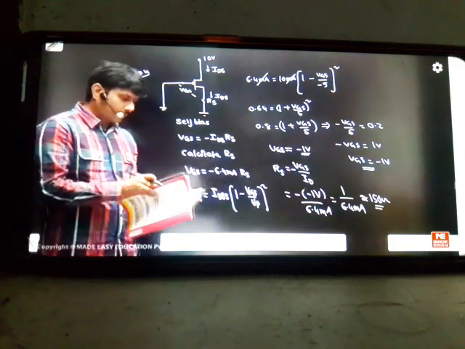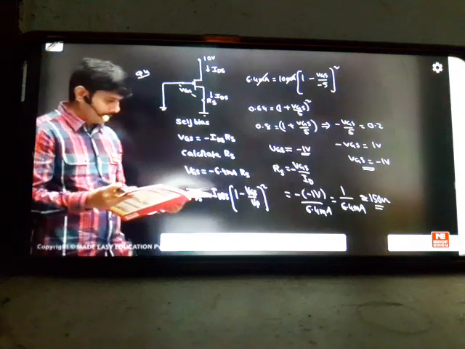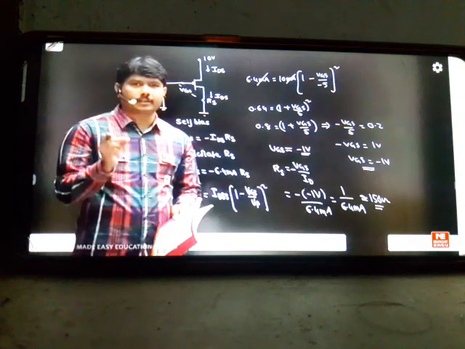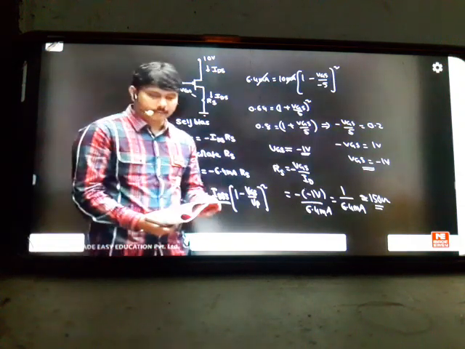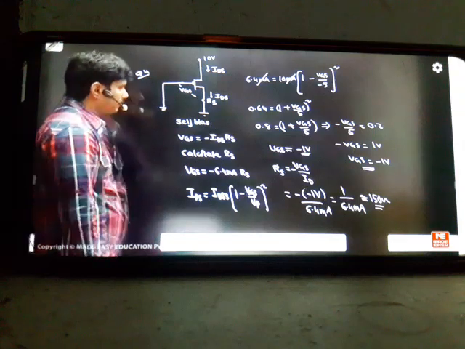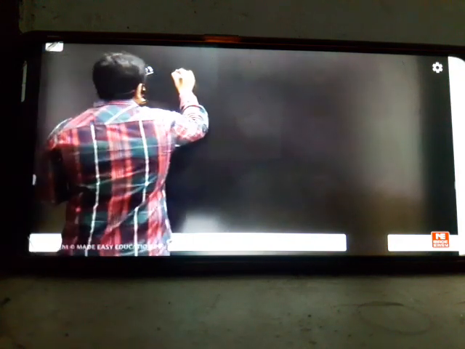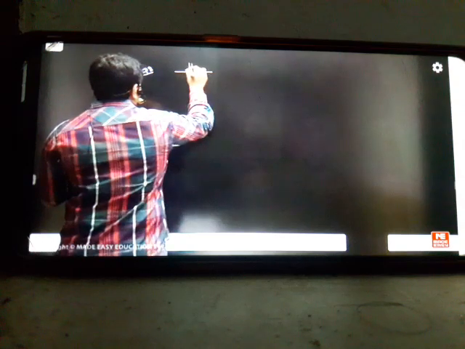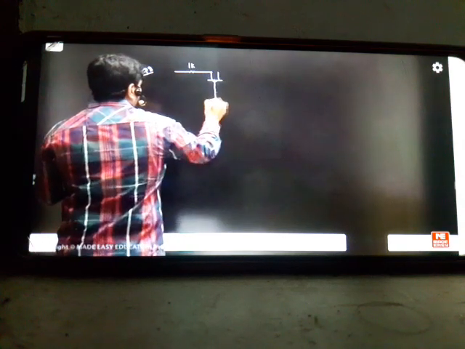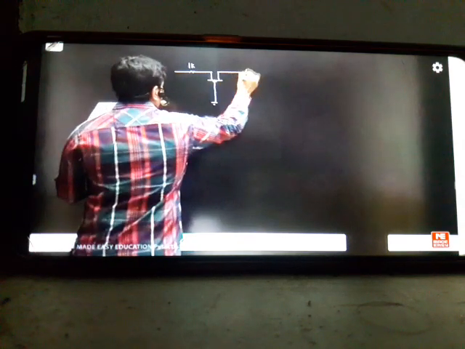Okay. The next question is the 8th question. Look carefully at the 8th question: what type of biasing is it? If you see clearly, this is also looking like self bias. This is 1K. This is ground. This is your 10 volts.